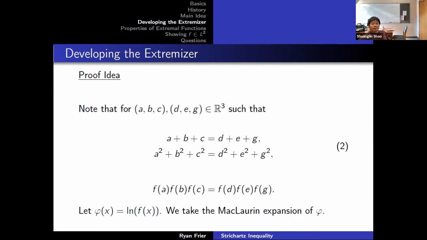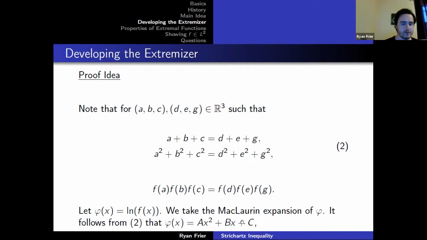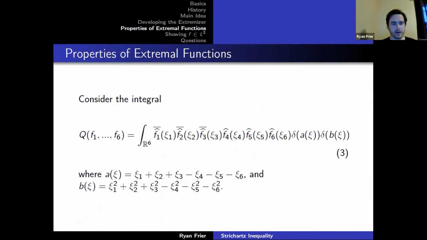So we take the Maclaurin expansion of this, and because of this equation 2, or I guess this set of equations here, it turns out everything drops out, and it leaves phi to be just a quadratic, which of course means that f has to be a Gaussian. All right, so let's talk about some properties of the extremal functions.